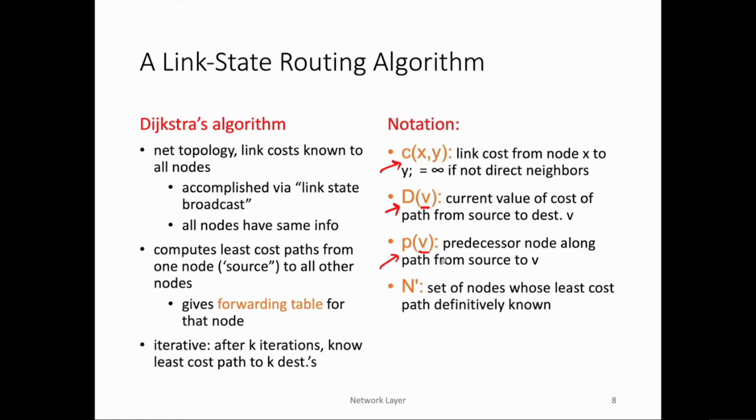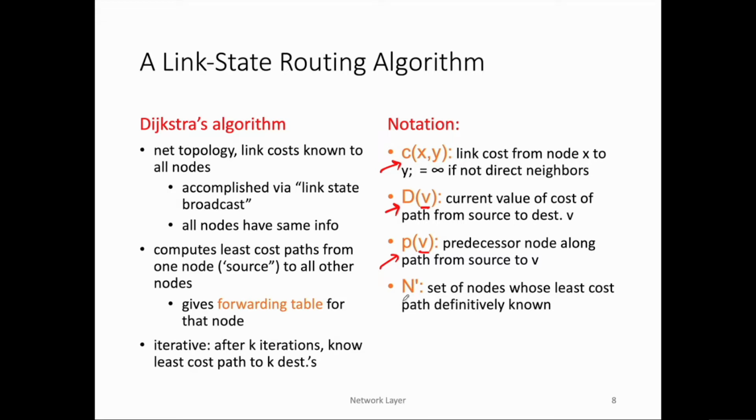The next notation that we need to understand is P(V), that is the predecessor node, the predecessor of destination V, right? So if I'm interested in knowing the predecessor node of destination V, that is represented by this notation P(V). And here N is the set of nodes whose least cost path is definitely known, right?